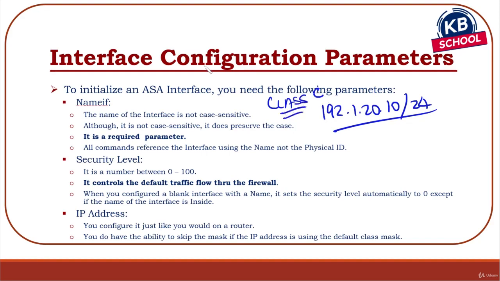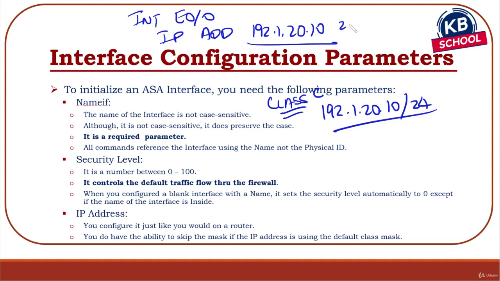The ASA recognizes that. So if you want to assign this address to your interface, although you do have the ability to type in the mask, if you don't, it will take the address and apply the default mask for this class, which is /24. So when you go back into your running config, you'll see it magically would have set the mask to 255.255.255.0, which is the default mask for this particular class.